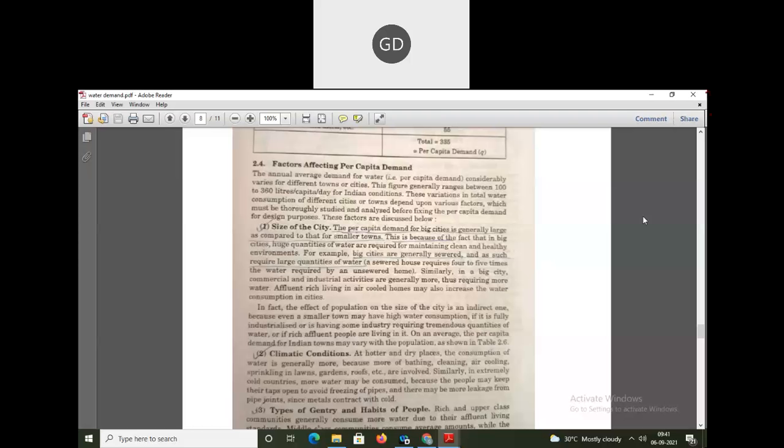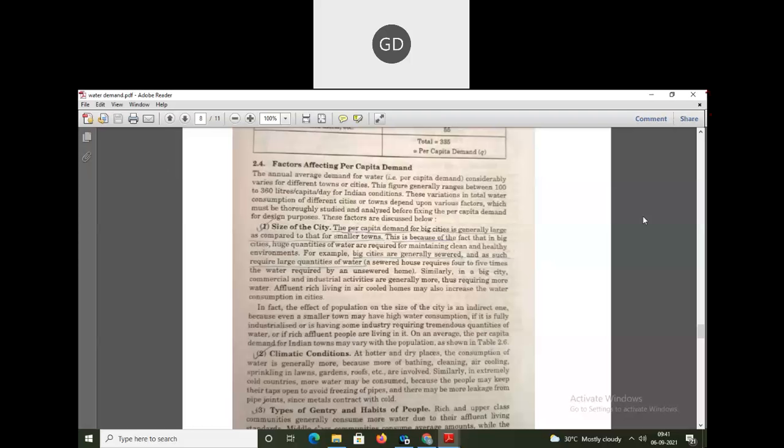Because in these big cities there is more population, and there are also more industries. More industries means you need more water. Also, big cities generally have sewerage, so you need to clean and you need a healthy environment. So for all these things, the per capita demand varies according to the size of the city.